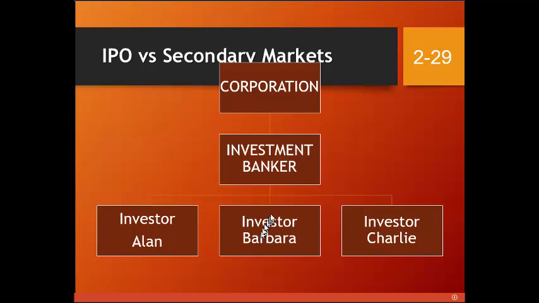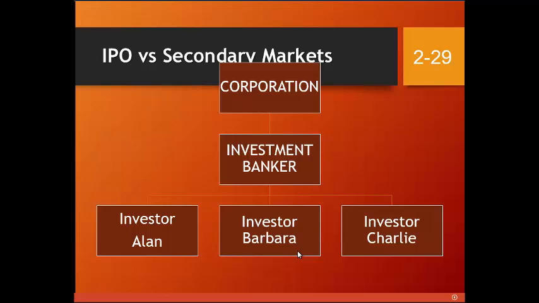Here's a diagram. Suppose you have a corporation that is going to need additional funding, and they decide to go the IPO route to get those funds. This could happen whether it's an IPO for bonds or an IPO for shares of stock. The corporation would engage a professional, an investment banker, who acts as a financial intermediary between the corporation that wants to raise cash and the individual investors that collectively will supply that cash.